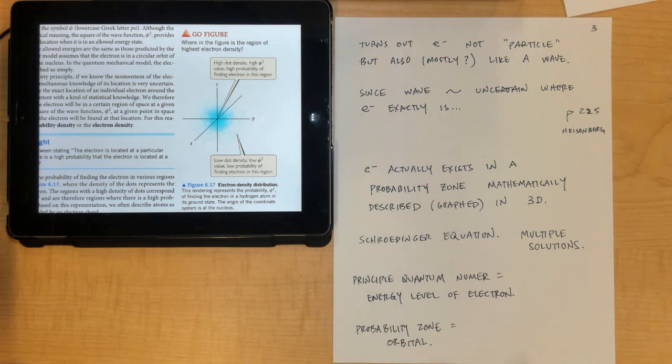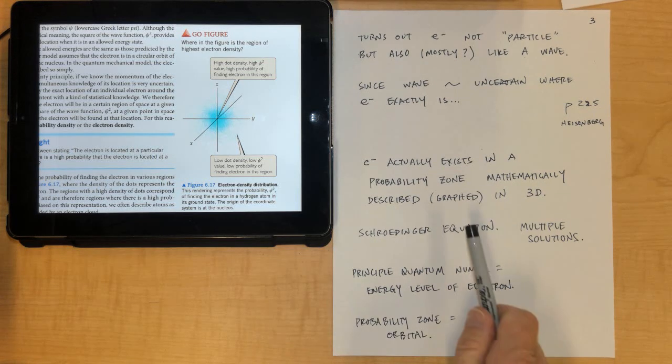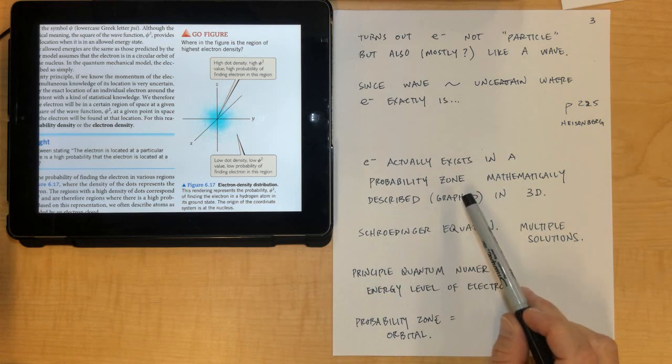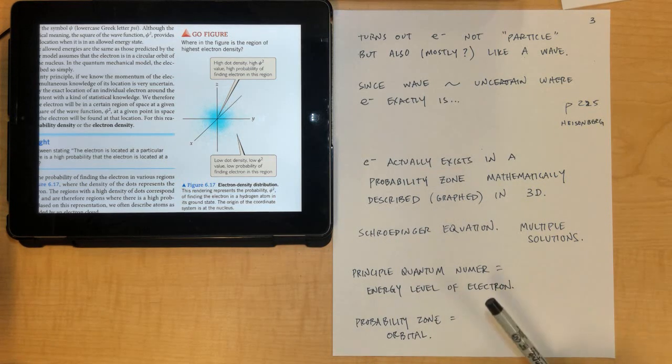He also came up with these graphical representations of probability zones, or areas where the wave-particle dual nature of the electron probably exists. These are called orbitals. Not orbits, but orbitals. In our next video, we'll take a deep look at the results of this Schrödinger equation and this probability zone graphing or mapping by looking at quantum numbers, energy levels, and orbitals.